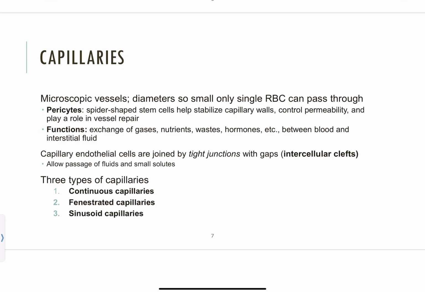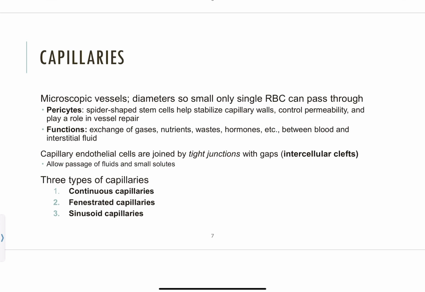They don't have the typical three-layered structure of the larger vessels. They have a thin endothelial lining that is specialized for this exchange. All of the endothelial cells are tightly joined by tight junctions that you learned about in A&P1, but they are interrupted by what we call intercellular clefts. These are small gaps that allow for the passage of different fluids and solids. And these clefts are really, really narrow. They're narrow enough to retain most cells and large proteins while still permitting the exchange of essential small molecules.